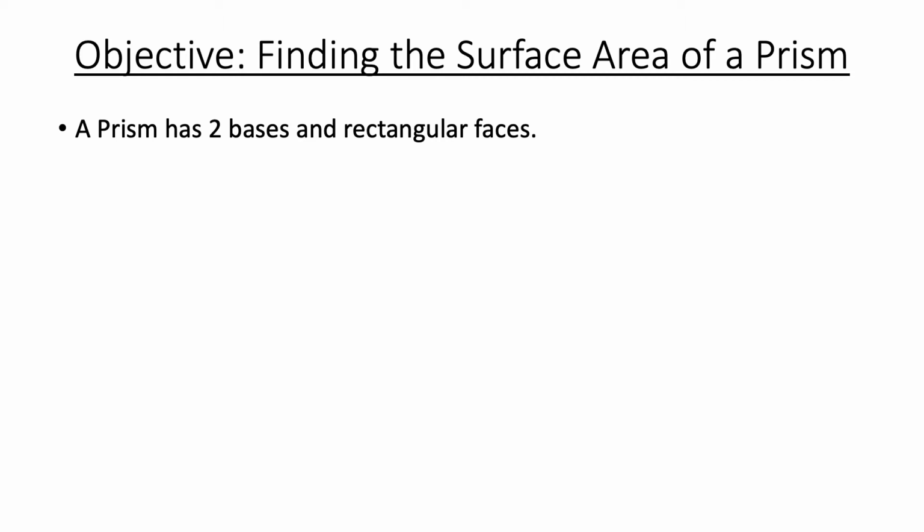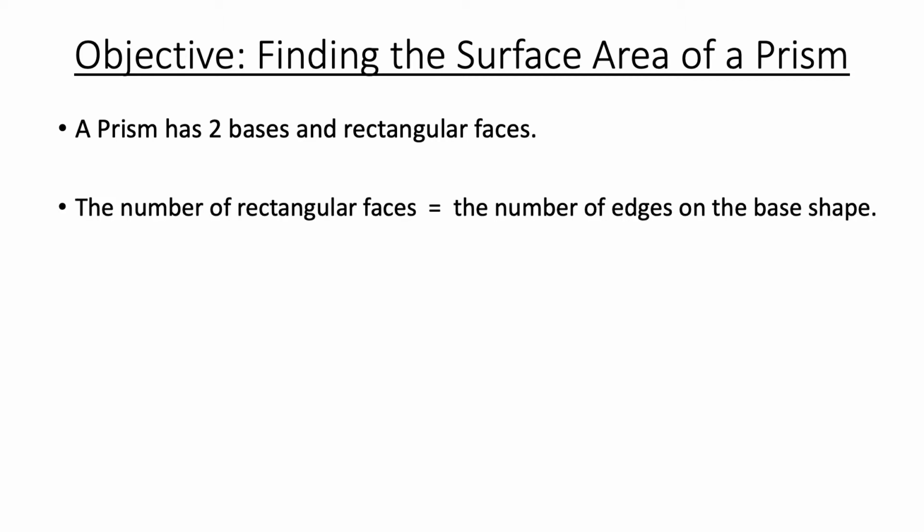So if we recall, a prism has two bases and rectangular faces. The number of rectangular faces is always equal to the number of edges on the base shape. In other words, if you have a triangular prism, you will have 3 rectangular faces because a triangle has 3 sides. A hexagonal prism will have 6 rectangular faces, and so on.